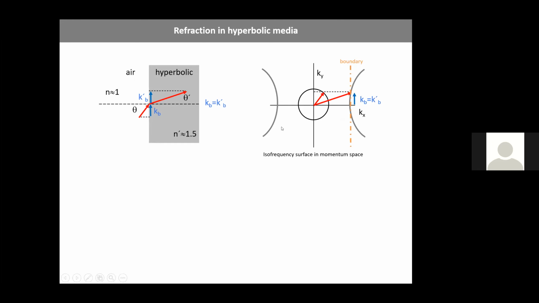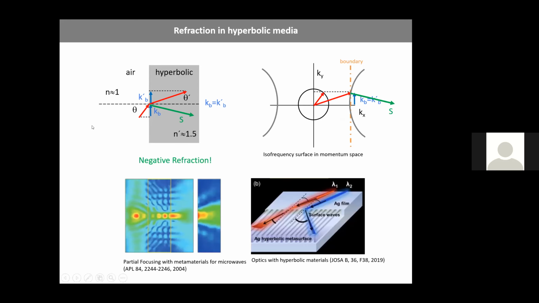But what happens with energy now? Energy goes in another direction because it is perpendicular to the isofrequency curve. So the result is that we have negative refraction. This is the effect of negative refraction in a hyperbolic medium or highly anisotropic medium. This has been predicted for years and also measured at microwaves, making metamaterials basically. One can make a hyperbolic medium out of an isotropic medium by just making a metamaterial.